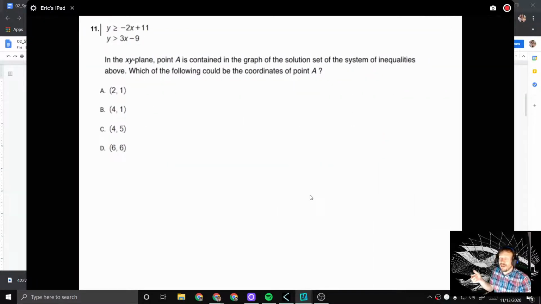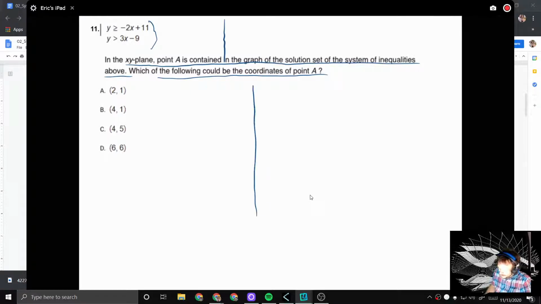And the rest of these problems, hopefully now I'll remember, are without calculators. In the xy plane, point A is contained in the graph of the solution set of the system of inequalities. Which of the following could be the coordinates of point A? Okay, well, let's make a quick sketch of these to see what this system looks like. That's what they're asking us to do here.